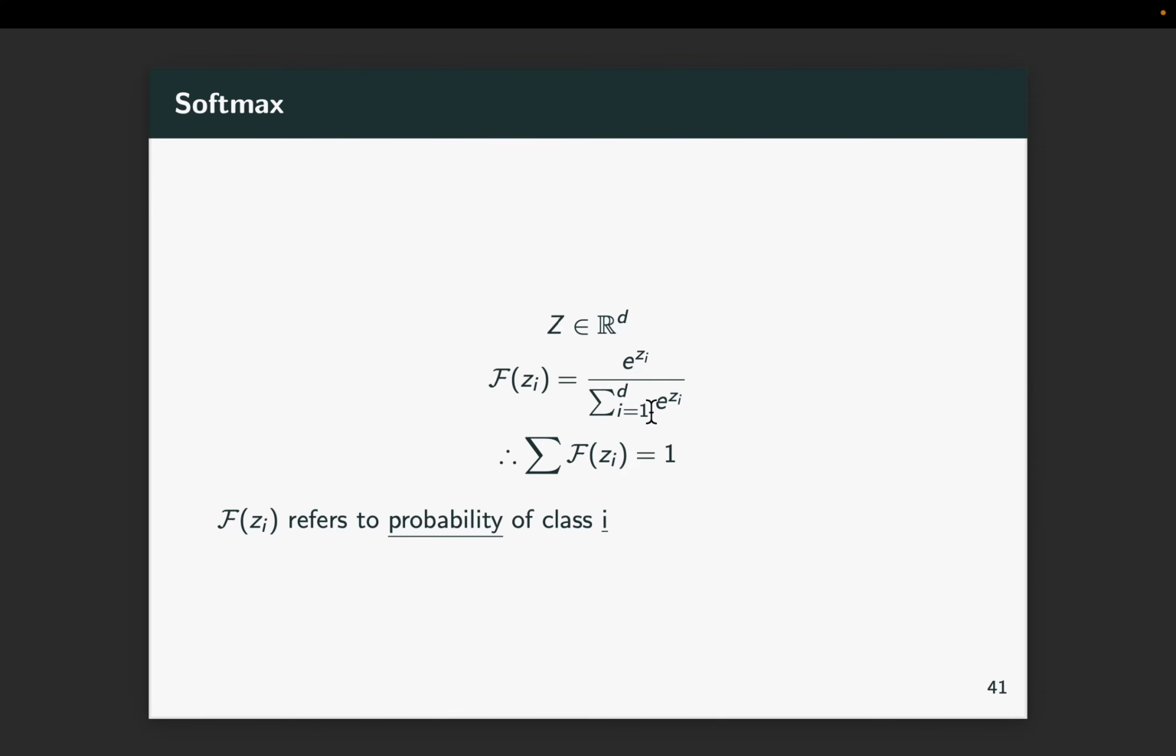Because you are summing over the denominator, you're bringing them to a scale of 0 to 1. Secondly, because you're using the exponentiation operation, you're ensuring that the numbers are non-negative. Because of all these properties, we are able to ensure that the summation of f of zi over the k classes is 1, where f of zi is the probability of the sample being classified as class i.